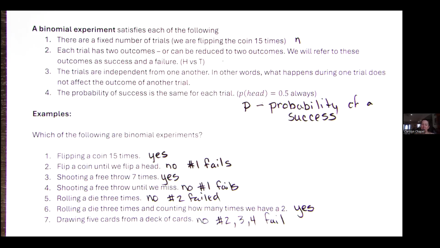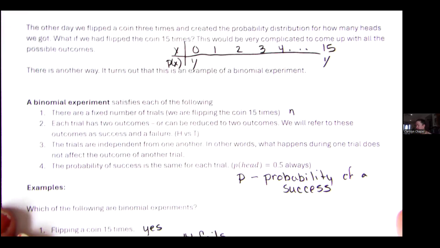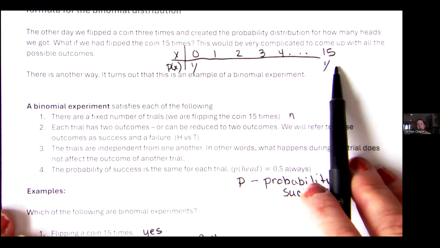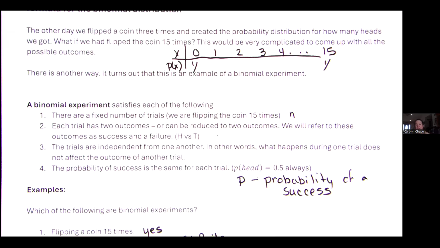So just drawing 5 cards from a deck fails on 3 levels. However, we can fix them by putting the card back in. The probability of success would also change if I didn't put the card back into the deck. But if I put the card back into the deck, I can make this a binomial. By itself, it is not. Now, if I have a binomial, we can calculate the probabilities that go along with our outcomes using the following formula.